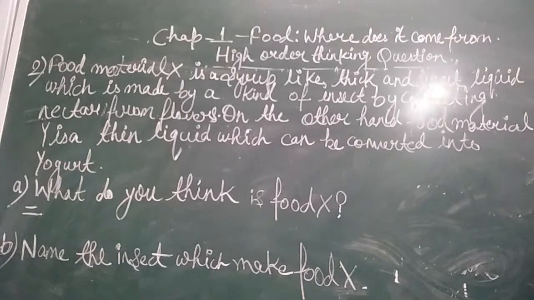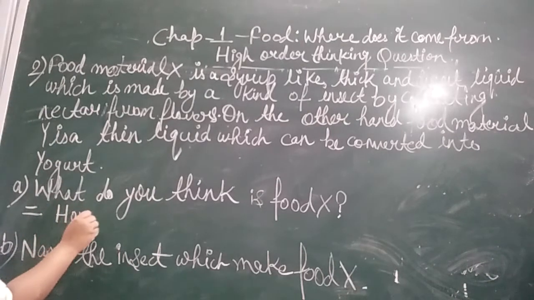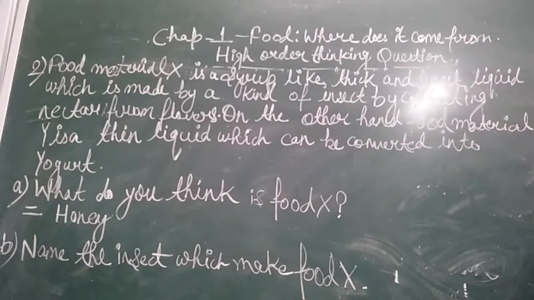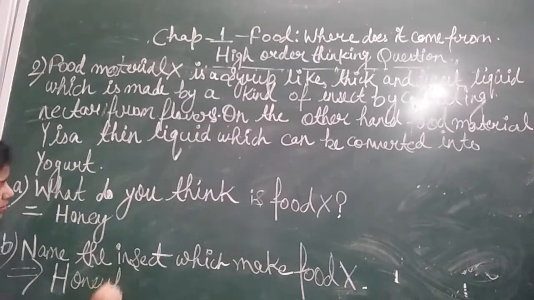So what do you think is food X? Food X is honey. Name the insect which make food X. Honey bees. So we have completed these two questions.